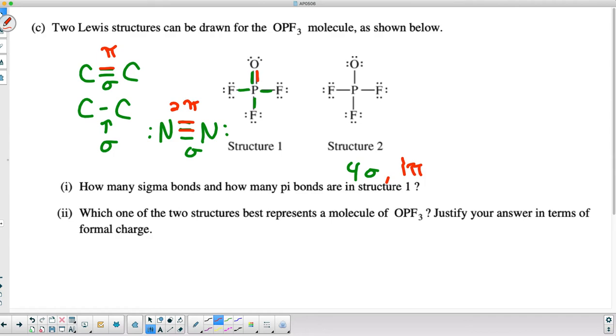Super quick, super easy. Everything that's a single bond is a sigma. One of the bonds for a double and one of the bonds for a triple is sigma. The rest are pi bonds. Which one of the two structures best represents the molecule OPF3? Justify your answer in terms of formal charge.